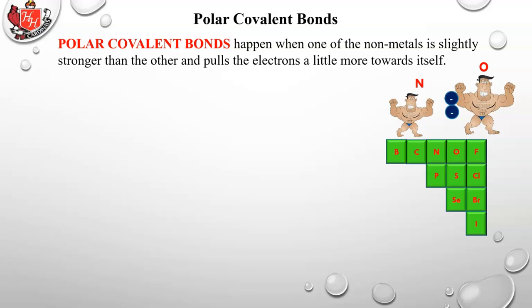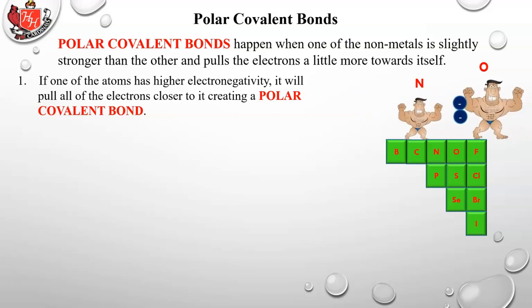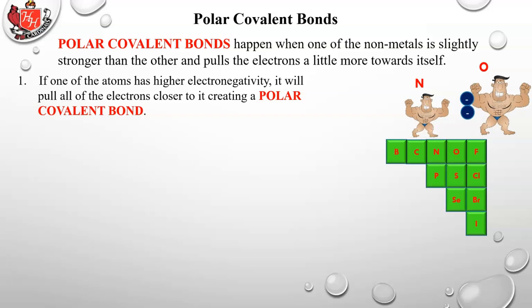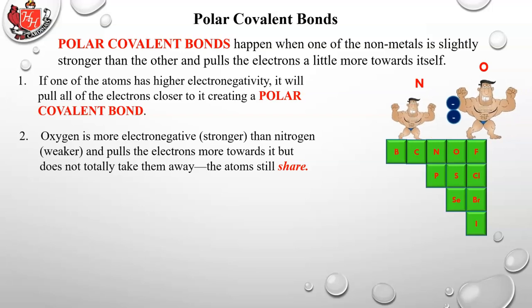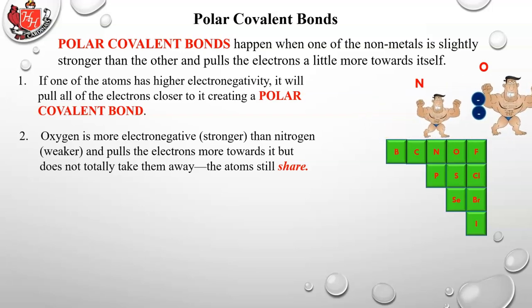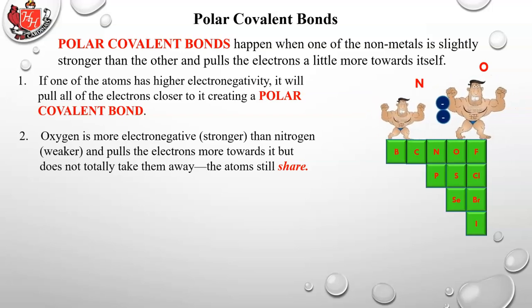Polar covalent bonds happen when one of the nonmetals is slightly stronger than the other and pulls the electrons a little more towards it. So nitric oxide, NO, you can see that oxygen, if you look at your periodic table of electronegativities, is more electronegative than nitrogen. It's stronger than nitrogen. So if one of the atoms has a higher electronegativity, it will pull the electrons closer to it, creating a polar covalent bond. Oxygen is more electronegative, stronger than nitrogen, which is weaker, and pulls the electrons towards it, but does not totally take them away. That would be an ionic bond. So the atoms still share.